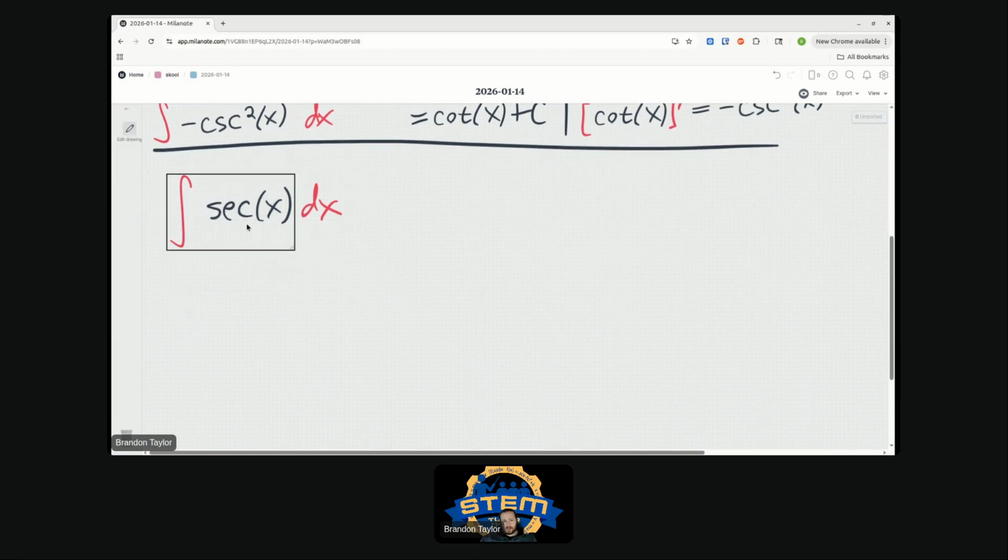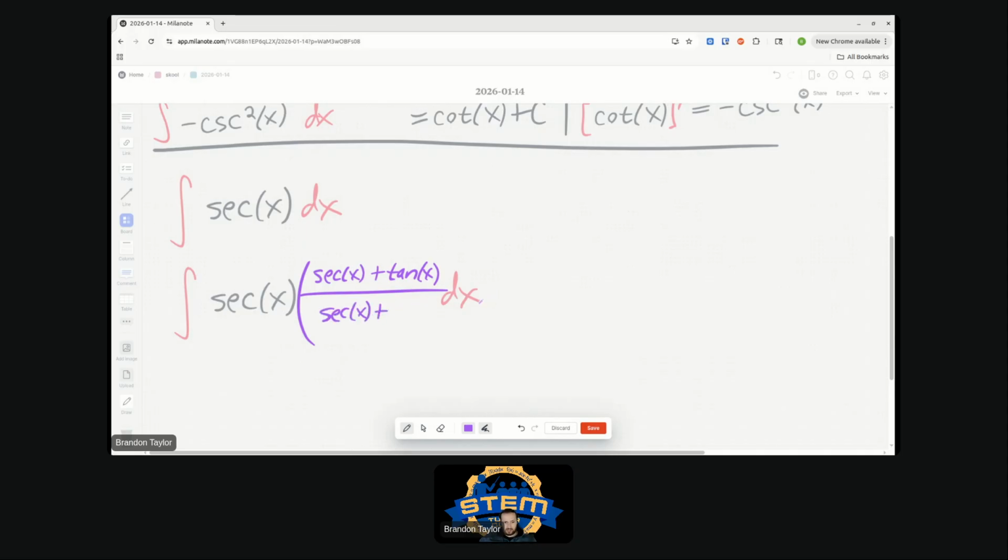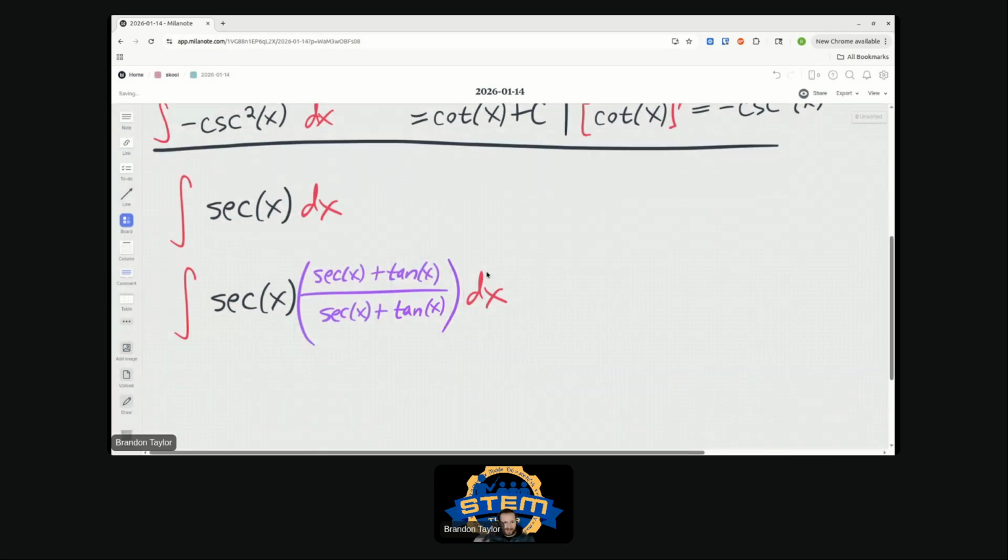I would never expect any student in a million years to come up with this idea, but you basically have to know how to do it. It turns out you can cleverly multiply by secant x plus tangent x over secant x plus tangent x. And why can we do that? Because secant x plus tangent x over secant x plus tangent x equals 1, right? Because it's 1, we're just multiplying by 1, so we're not actually changing the function. Now, how would you have come up with this idea?